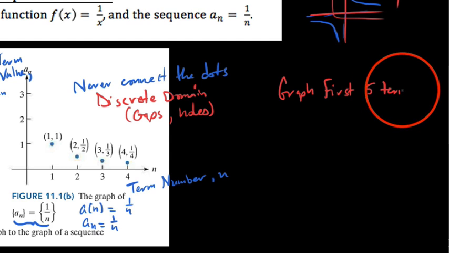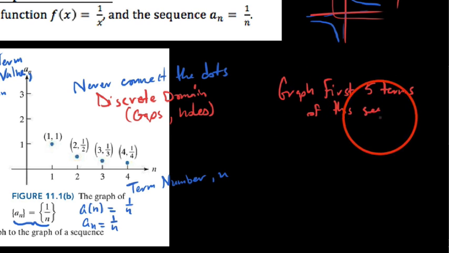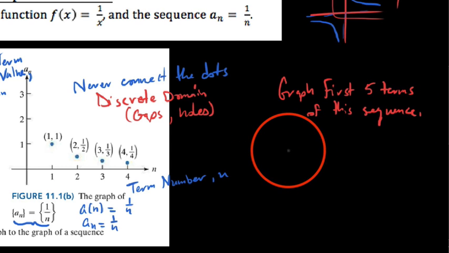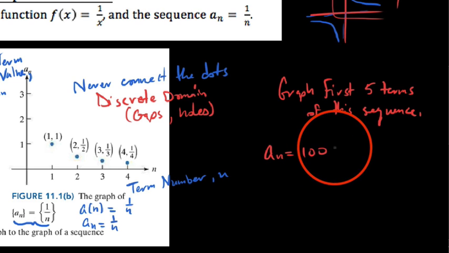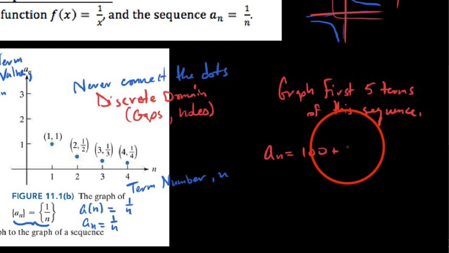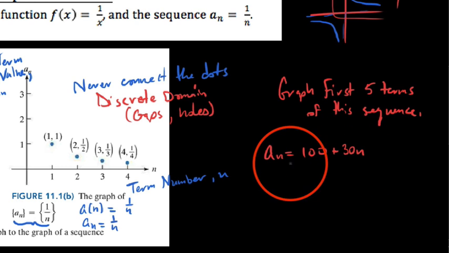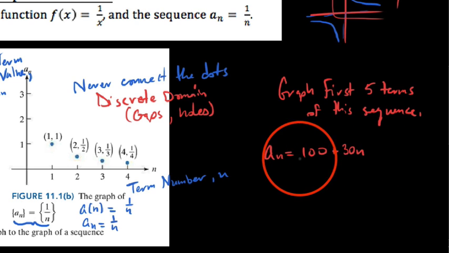5 terms of this sequence, and maybe this sequence represents something. For right now, what we'll say is this: how about the amount of money in your savings account over time? So I know that maybe you start with $100 in there and it's going up by $30 a week or something like that, where n is the number of weeks, and then a sub n would represent the amount that you have in there. So I know that at time 0 here we'd have like $100.